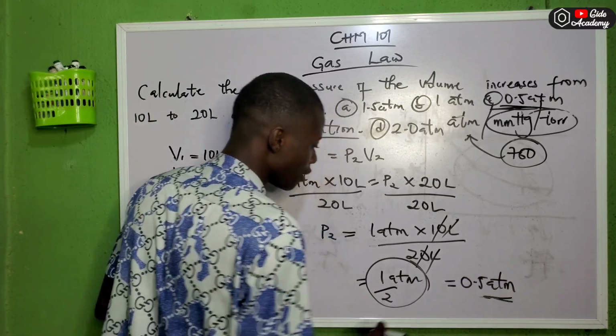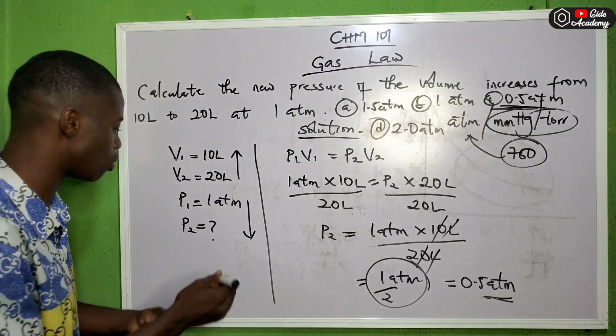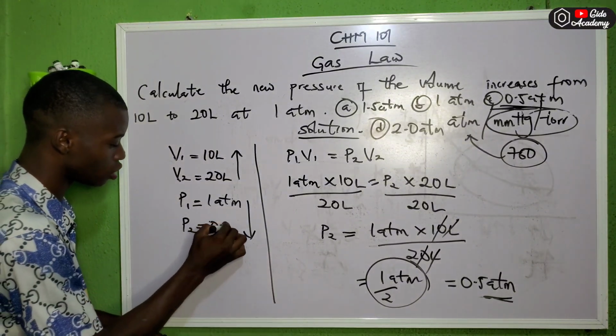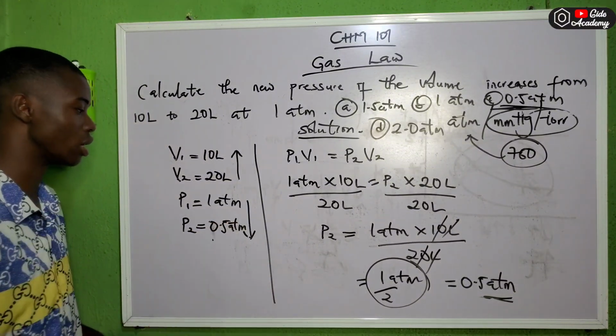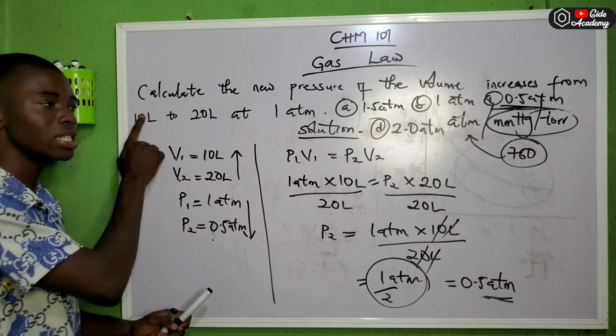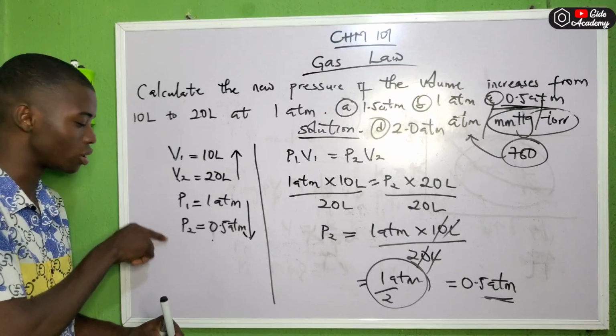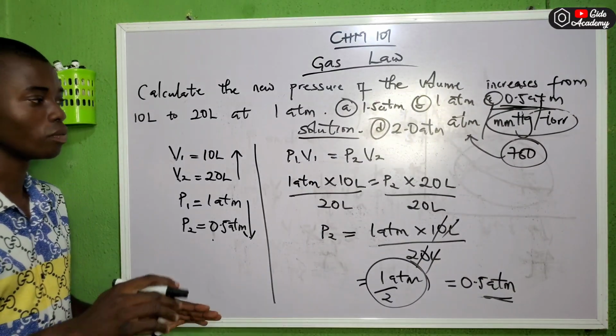But what I'm after is that your answer must be less than what? Must be less than 1. So if you look at the relationship now, it's correct. If the volume is increasing, the pressure will definitely what? Decrease. So that's for that.